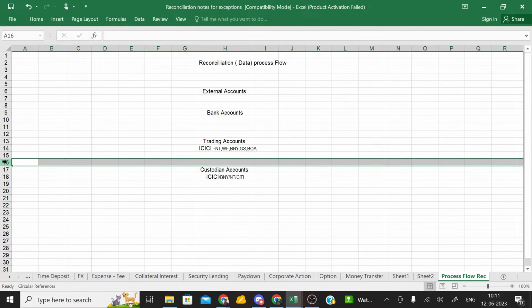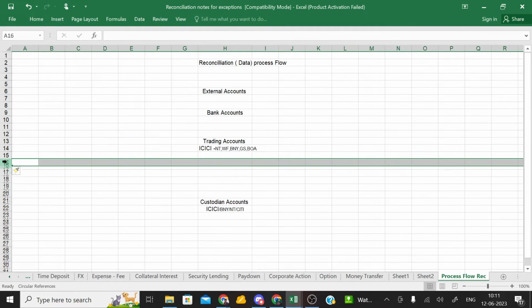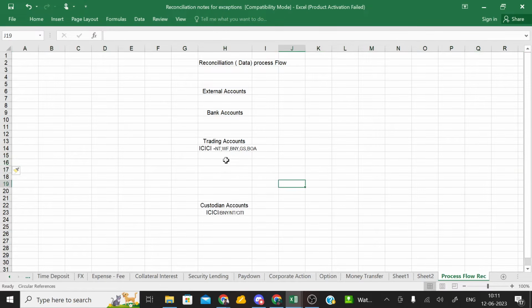So what I'll do is take names like, let's say, ICICI here. If you want to pull the reports, NT, let's assume we have all these brokers: Wells Fargo, GS, BNY, and Bank of America.